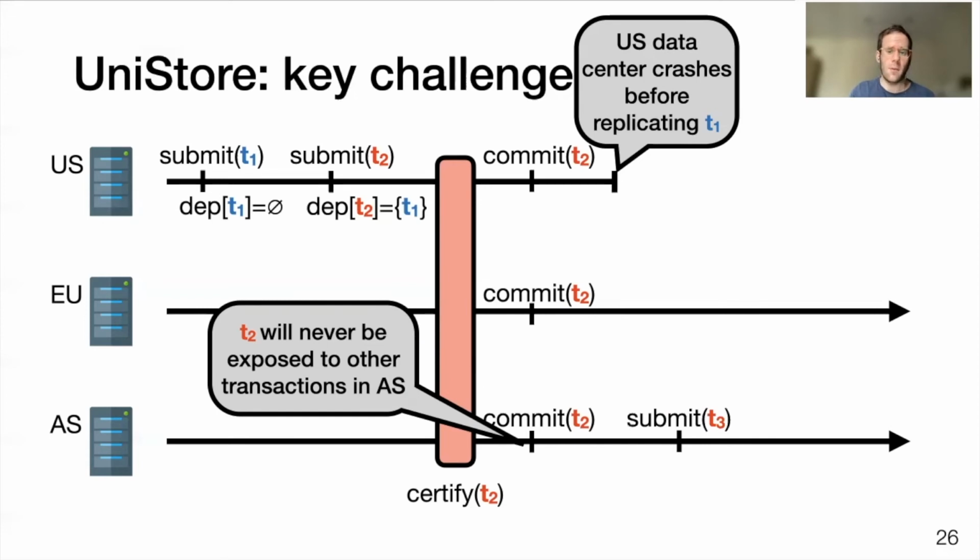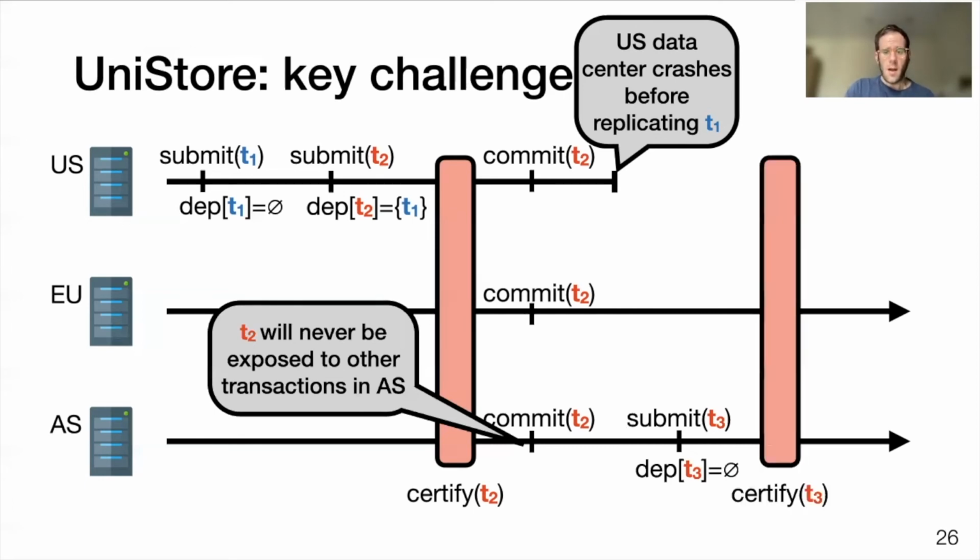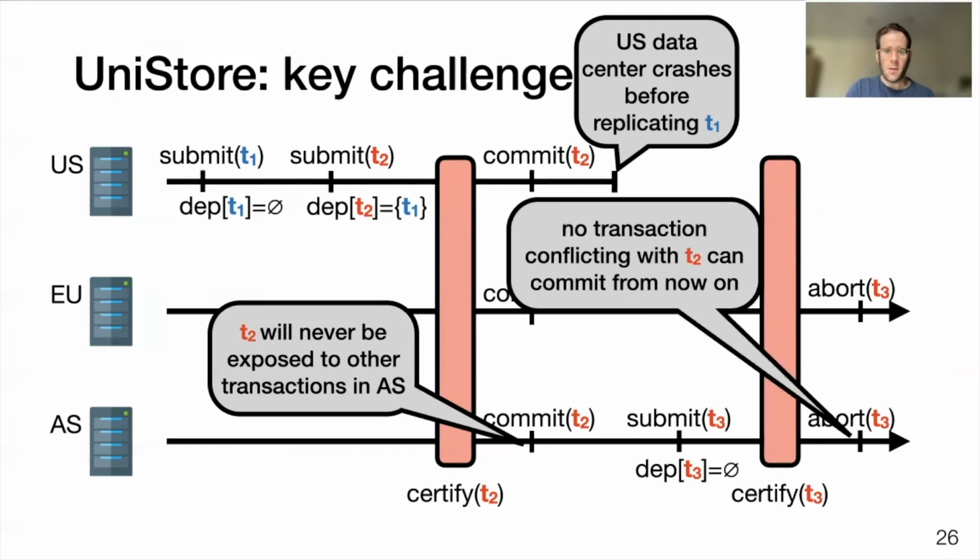So what could happen is that a client in Asia submits a strong transaction, T3, which is going to conflict with T2. After the speculative execution, it is submitted for certification. And the certification service is going to realize that T3 didn't observe T2, because the data center in Asia didn't expose T2 to other transactions yet, because it doesn't have T1. And therefore, it's going to decide to abort transaction T3. And this is a big problem because it's not only T3 that's going to abort, but any transaction conflicting with T2 won't be able to commit from now on.